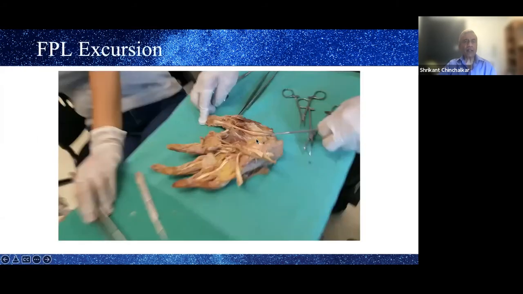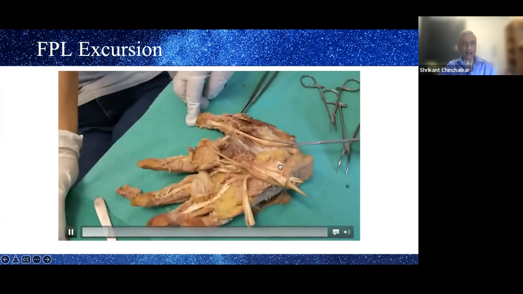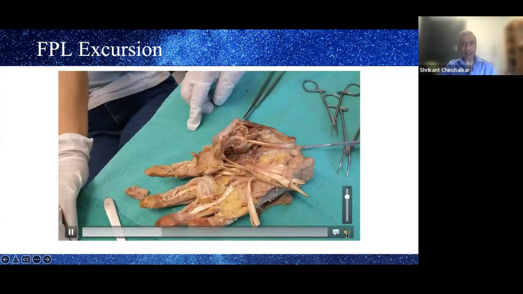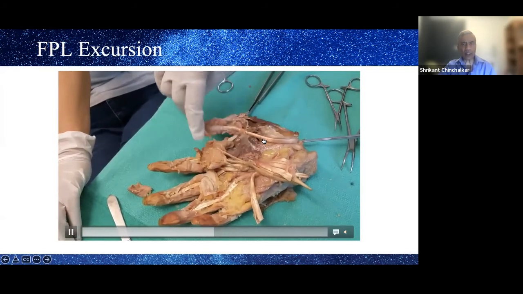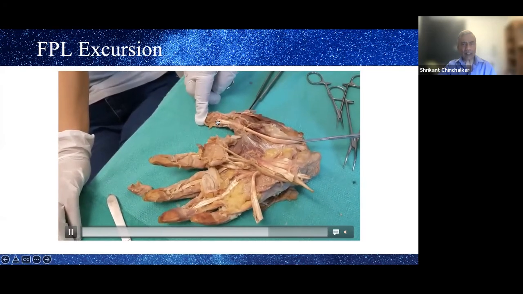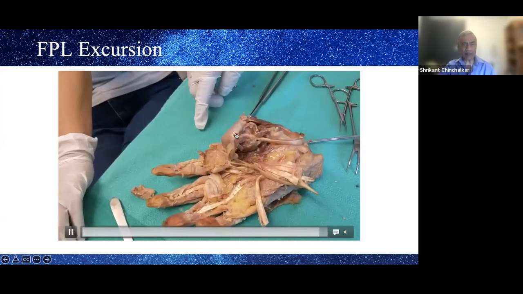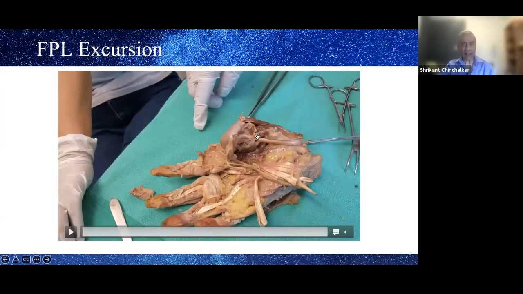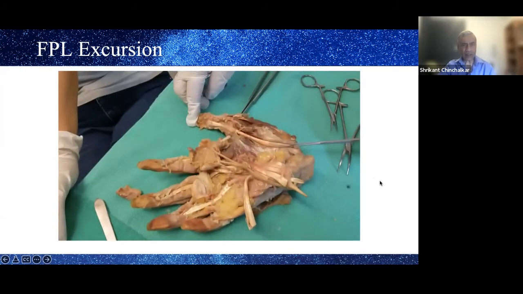Now let's look at FPL complications. So we know that the FPL excursion is quite significant, with a little bit of CMC. So here, of course, when you pull on the FPL, it must glide at the proximal phalanx as well as around the trapezium, metacarpal joint, and so on.